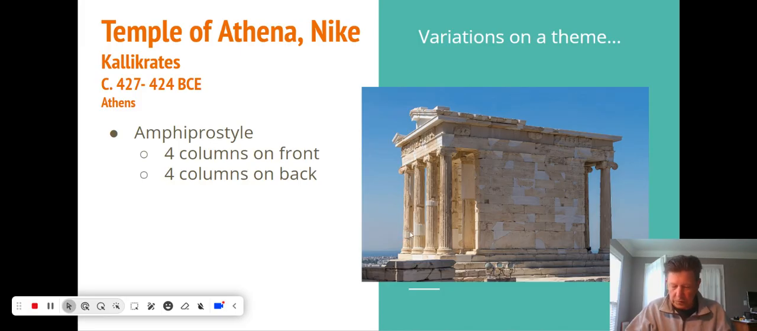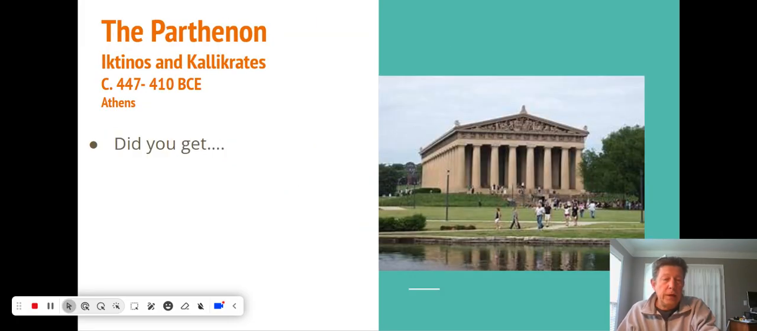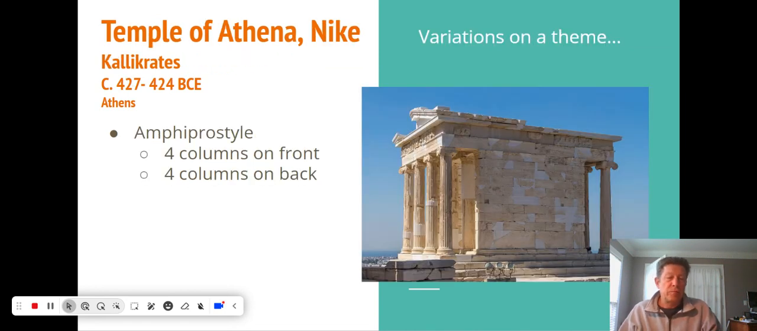A smaller temple. It's Ionic. It has the rounded, curved capitals at the top. And it is amphiprostyle, meaning that it has the columns on the front and on the back, but not on the sides. So this is what I would refer to as a variation on the theme. It looks somewhat like what we see with the Parthenon itself, right? But it's slightly different than that. It's made of marble. Its architect would have been Callicrates, right?